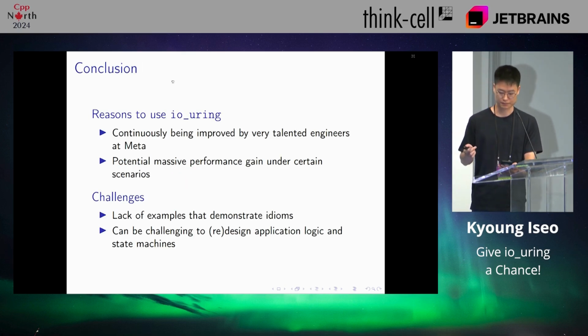So, conclusion: why might you want to try io_uring? Well, it is continuously being improved by very talented people at Meta, and they're using it in production. You could expect to see some really massive gains under certain scenarios. We are still trying to figure out how to characterize those scenarios so people can make the decision more easily. And when you actually start to use it, you might face some challenges because not that many projects are using it at the moment.